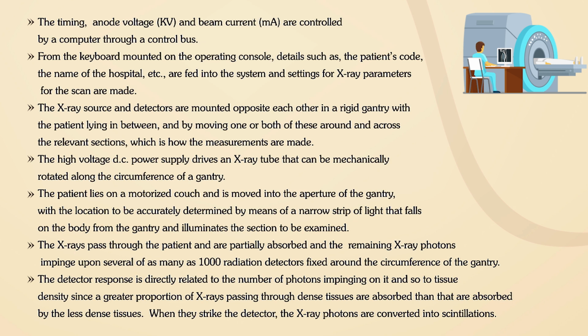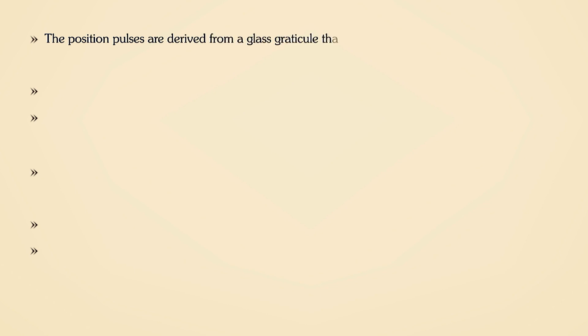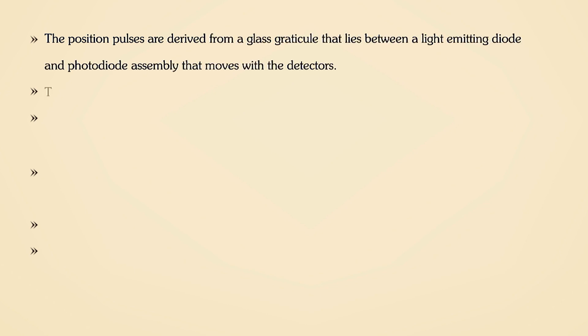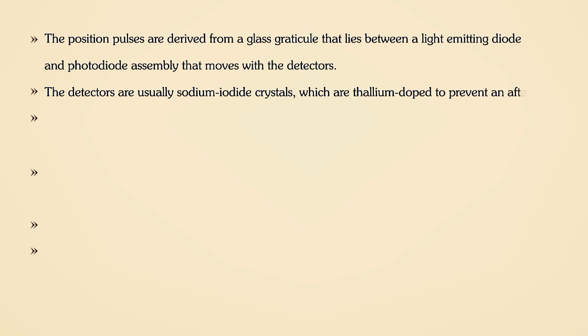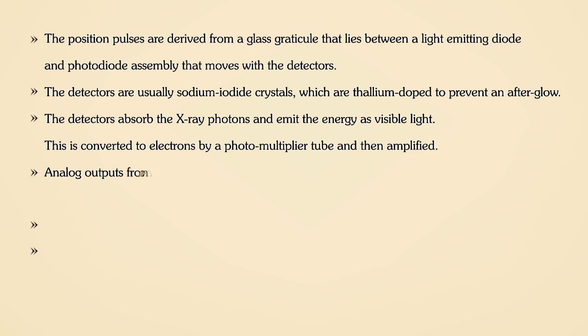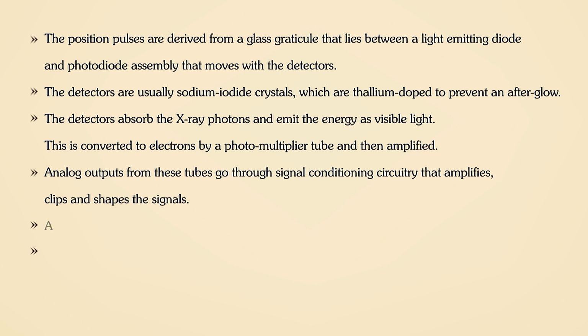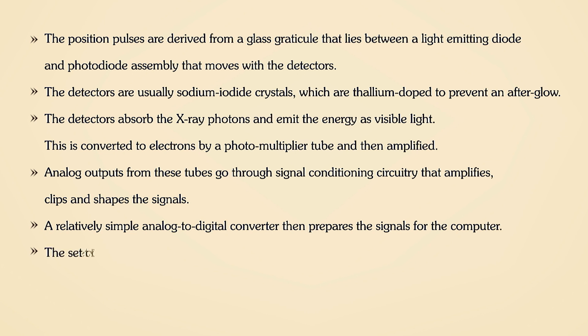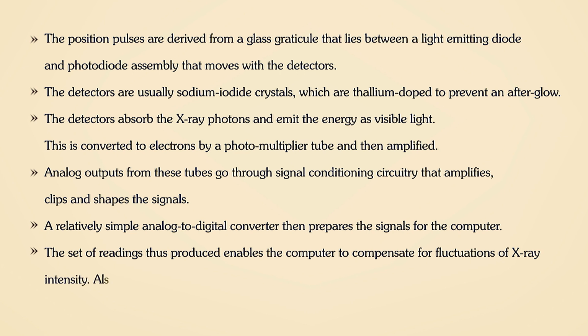When they strike the detectors, the X-ray photons are converted into scintillations. The detectors are usually sodium iodide crystals, which are thallium doped to prevent an afterglow. The detectors absorb the X-ray photons and emit the energy as visible light. This is then converted to electrons by a photomultiplier tube and then amplified.